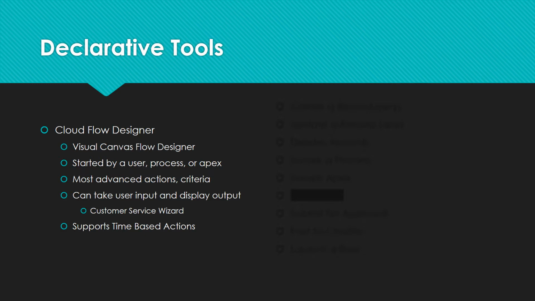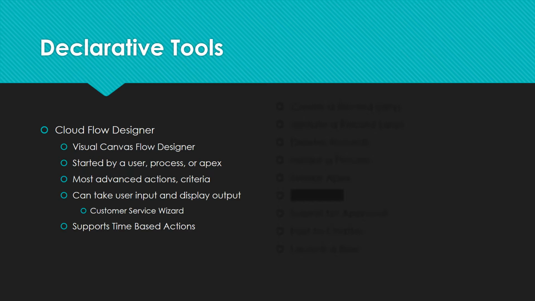All right, Cloud Flow Designer is perhaps the most robust declarative tool, and it's a visual canvas flow designer, and it's typically started by a user by clicking a button. A user can launch a flow. It can also be called by a process or Apex, and it has the most advanced actions and criterias.